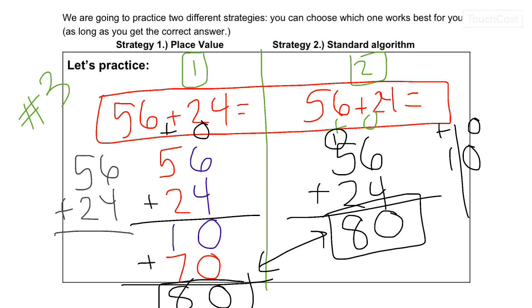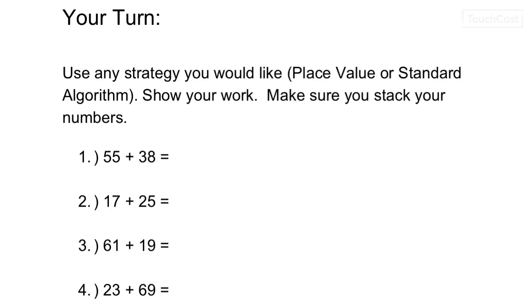So at this point, you should be deciding which one works best for you. A good idea would be to try one way, and if it confuses you, look at the video again and pick the other way. Okay, champions, now it's your turn. So you can use any of the two strategies, the place value or standard algorithm. Show your work, make sure you stack your numbers. So remember, stacking is when you put the numbers on top of each other.